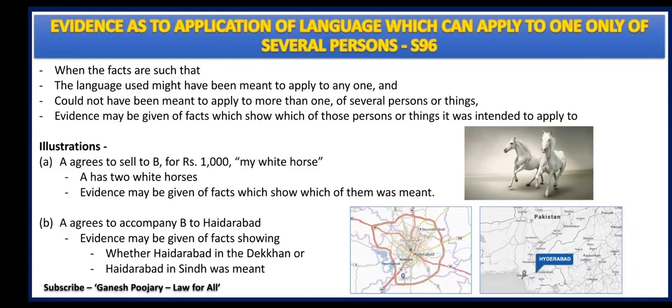Here they are discussing that A agrees to accompany B to Hyderabad. Now B wants to go to Hyderabad and A says, yes, I will accompany you, I will come with you to Hyderabad. Now the question is, which Hyderabad is B talking about? Whether it is the Hyderabad in South India or the one in Sindh, which is currently in Pakistan. Which Hyderabad is B discussing? Now to prove that, additional evidence may be given. That is possible under section 96.